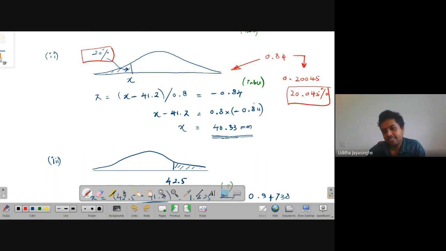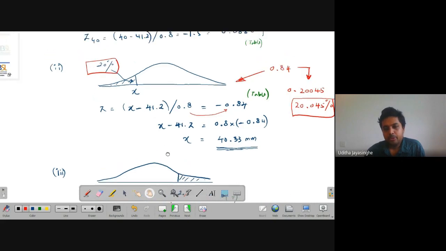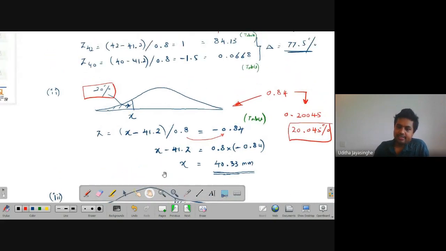Now once I got here, it's a piece of cake. I just need to find the value for x. I multiply 0.84 with this value, and then I take the 41.2 to the other side, and I'm going to get x as 40.53 millimeter. And if I just vocalize it, I can say, to identify the lowest 20% of the production to go for the reworking, I have defined my cutoff diameter as 40.53 millimeter.